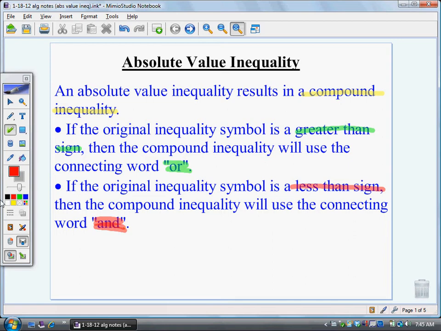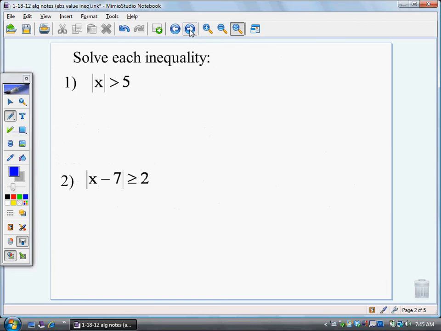So it depends on what the original one is. Now I have, I think, 4 examples of greater than signs and 4 examples with less than signs, and I'll try and show you why we use or with the greater than signs and why we use and with the less than signs. So here's the first example. It says the absolute value of x is greater than 5.